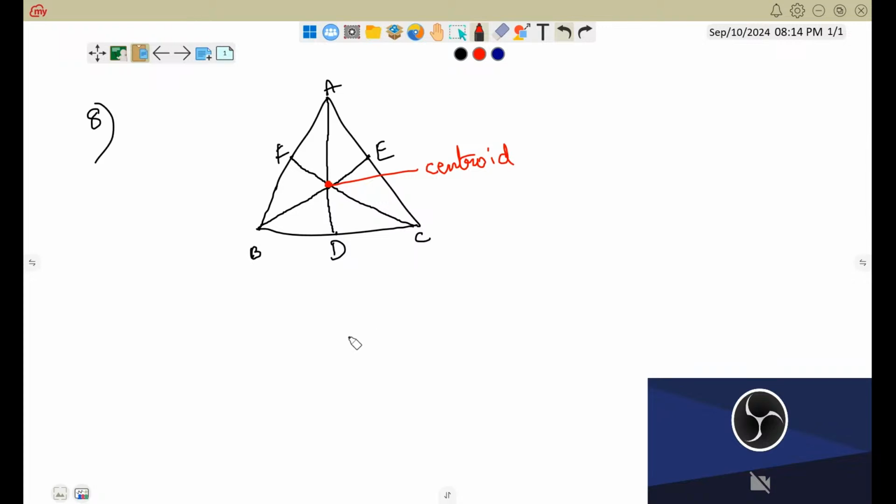There are different types of centers we have. One is centroid, one is orthocenter, incenter, and circumcenter. The joining point depends on the given properties. Here, in this property, the concurrent point of the medians is called the centroid. Clear? Right. This is the correct option. Centroid is the correct option. Next one.